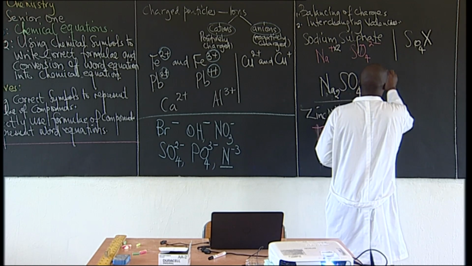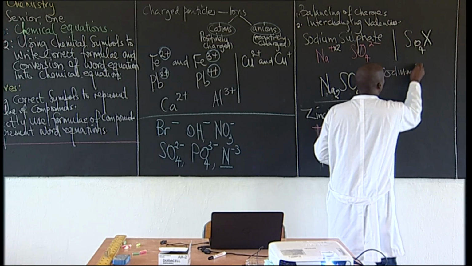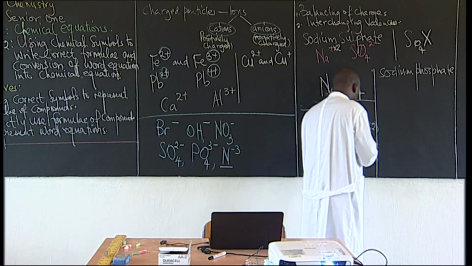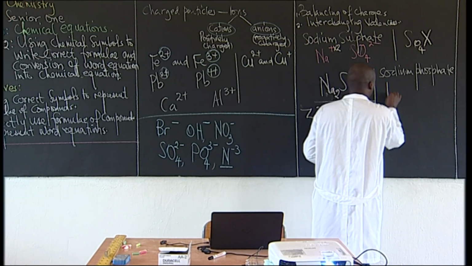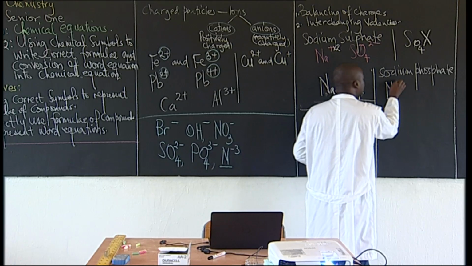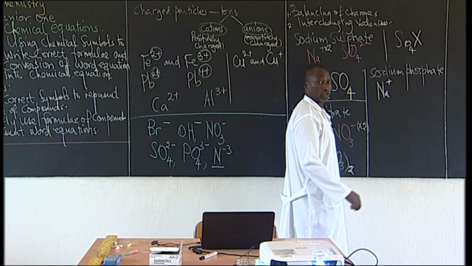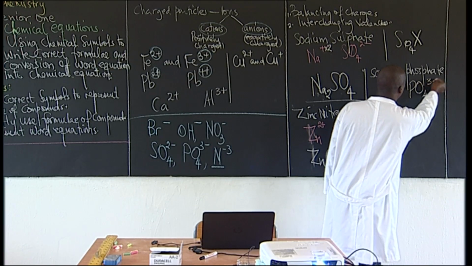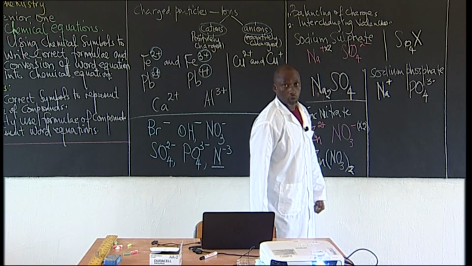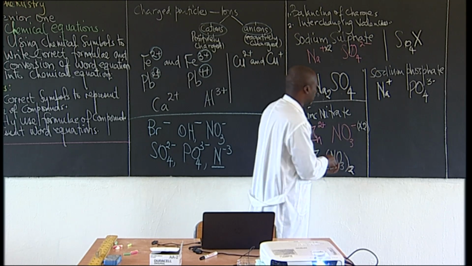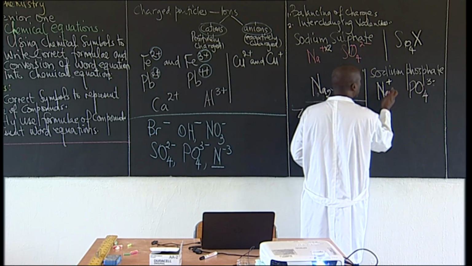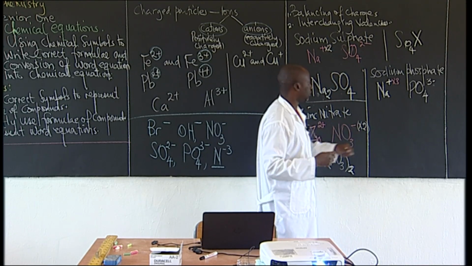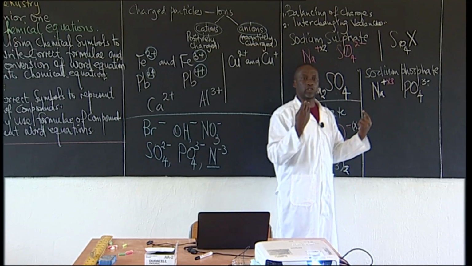Sodium phosphate. So what is the symbol for the sodium? That is Na. And what is the charge? You need to remember all those. What is the phosphate? PO4 negative. So what are we going to do? Equate the number of charges. This is negative 3, this is positive 1. So we need to multiply by 3 so that we have all 3 positive. Positive 3, negative 3, they will cancel out.